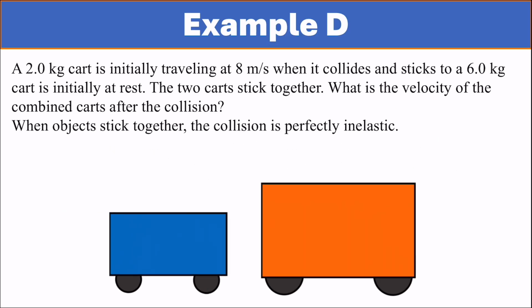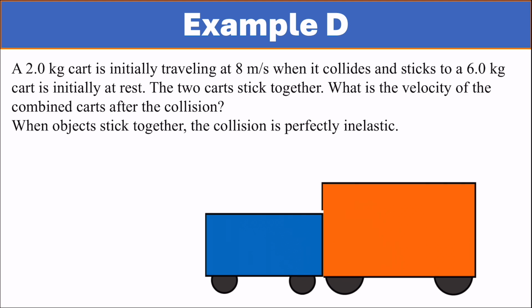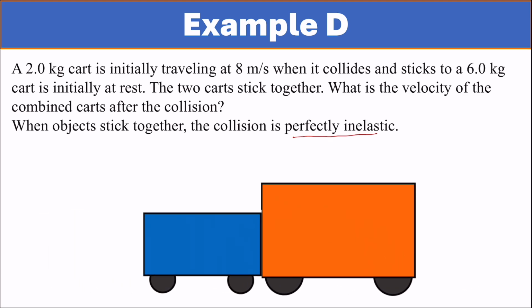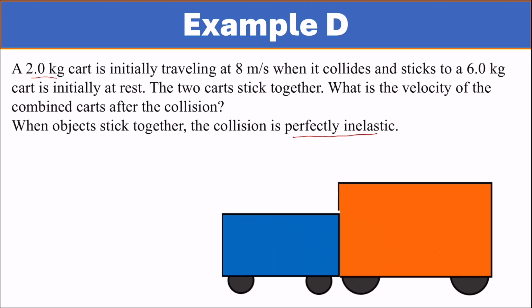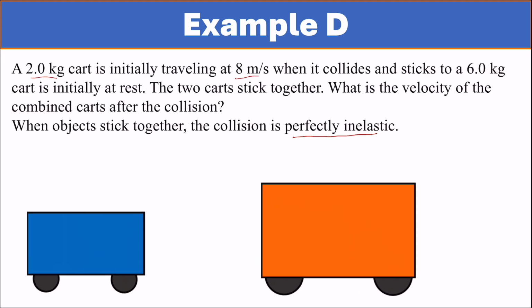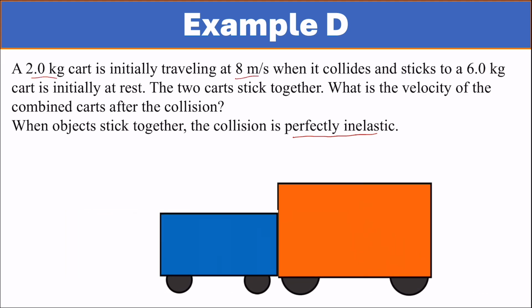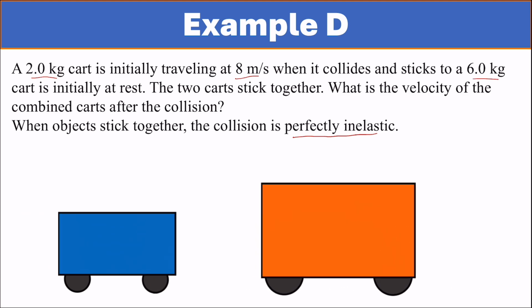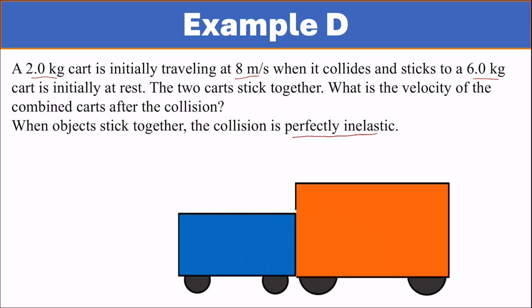In the last case here, I have two objects that stick together. When two objects stick together in a collision, that's called a perfectly inelastic collision. So I have a cart that's 2 kilograms traveling to the right at 8 meters per second, when it's going to collide and stick to a 6 kilogram cart, and then they're going to move off together, and the question is to find the combined velocities once that happens.